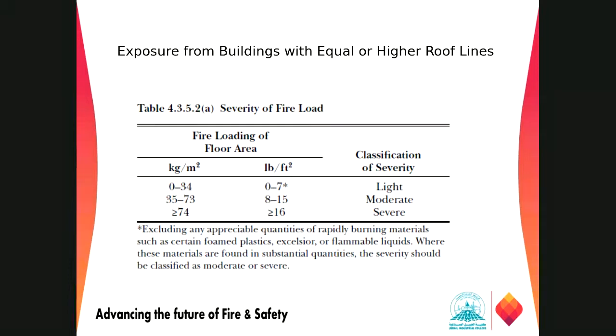Now we have the severity of fire load. In the classification of severity for fire load, we have 0 to 34 kilograms per square meter for light severity, and for moderate the fire loading is around 30 and above, and for high it is more than 74 kilograms per square meter. So we have a high quantity of combustible material in the last one, which is the severe one.